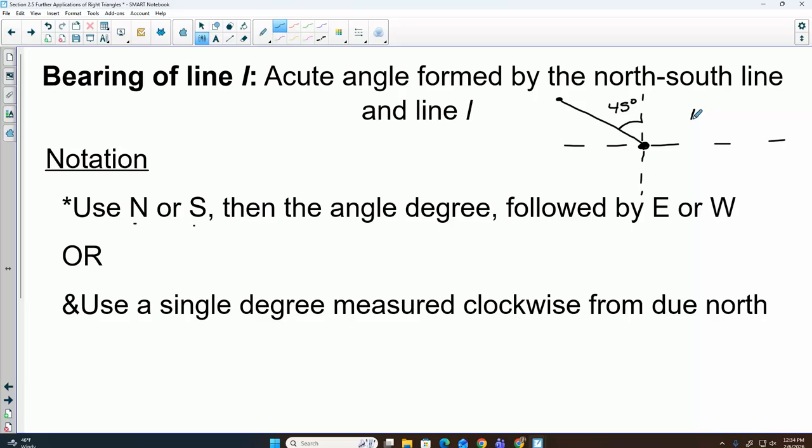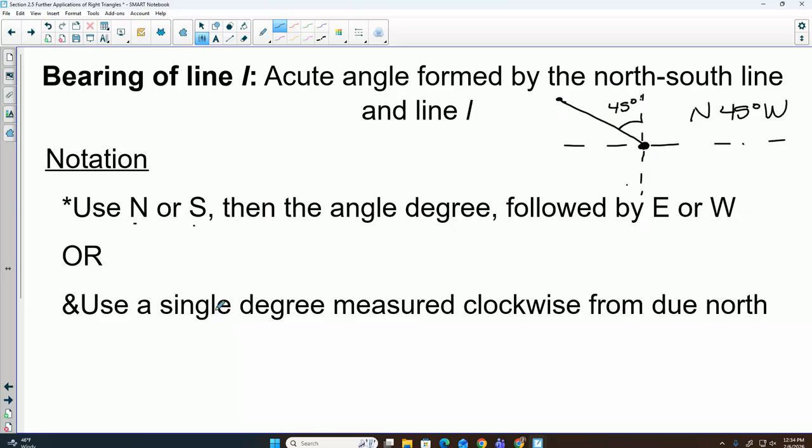North. Then you put your angle, which is 45 degrees. And then we do our east or west? West. Never eat shredded wheat or soggy waffles, or whatever your saying was. So to get from here to there, you go north 45 degrees to the west.